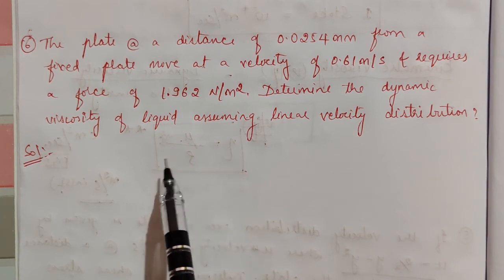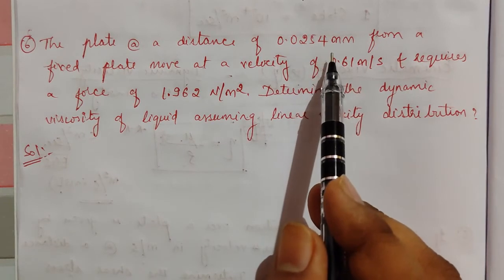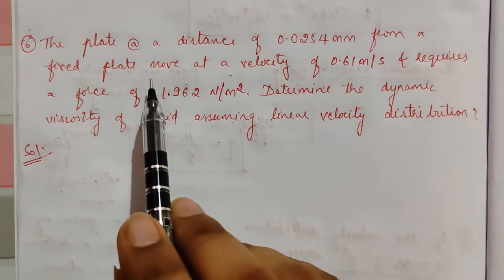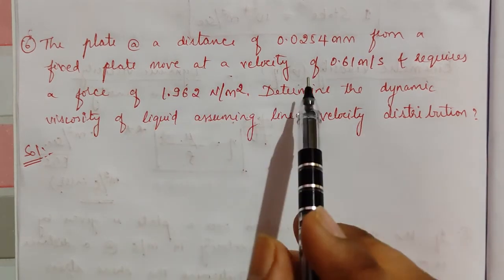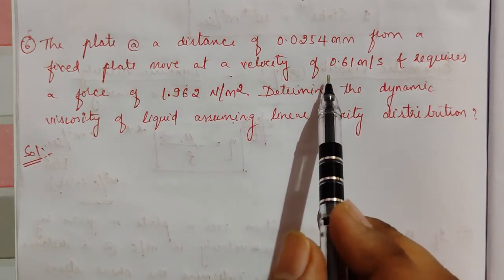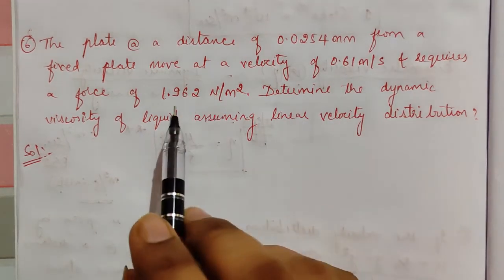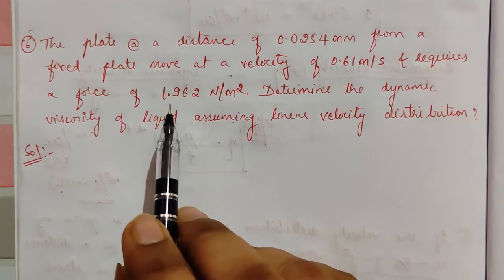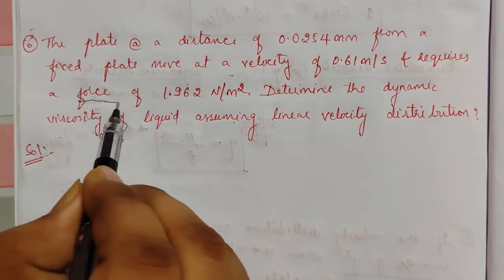The plate is at a distance of 0.0254 mm from a fixed plate. Two plates are there, one is moving and one is fixed, and the moving one is moving with a velocity of 0.61 meter per second. It requires a force of, and if it requires a force, in this case the force means what? It is nothing but the shear stress.